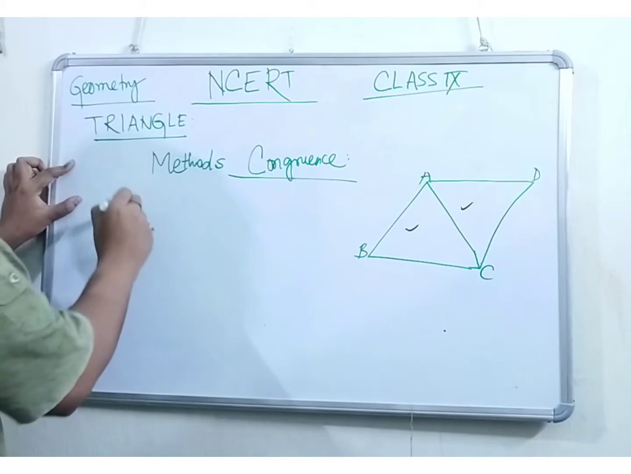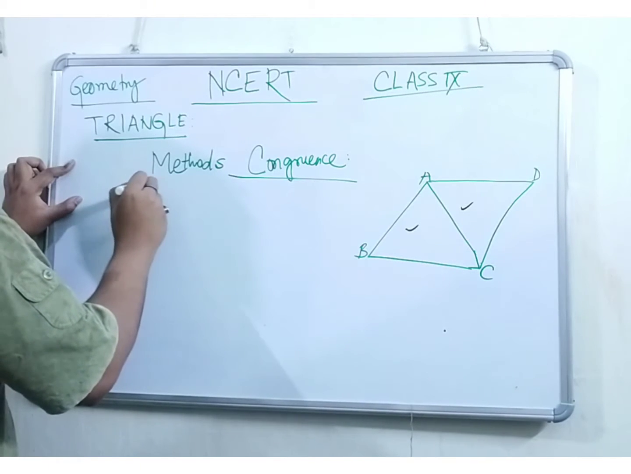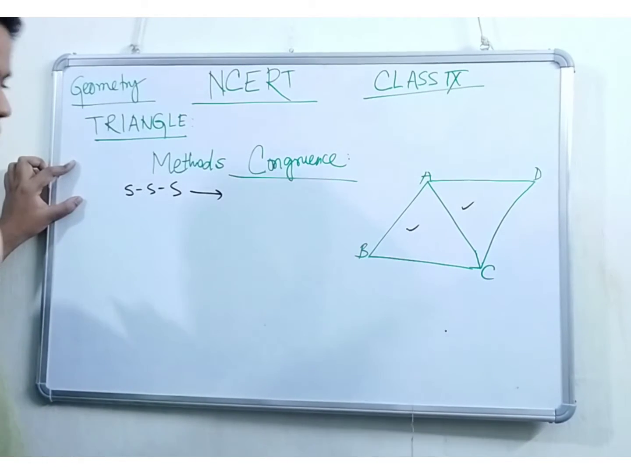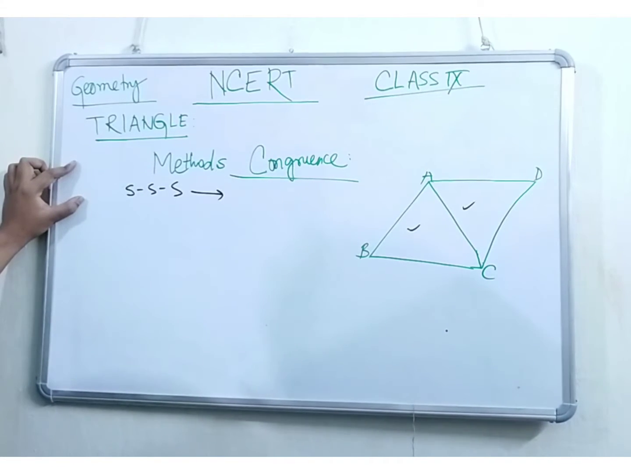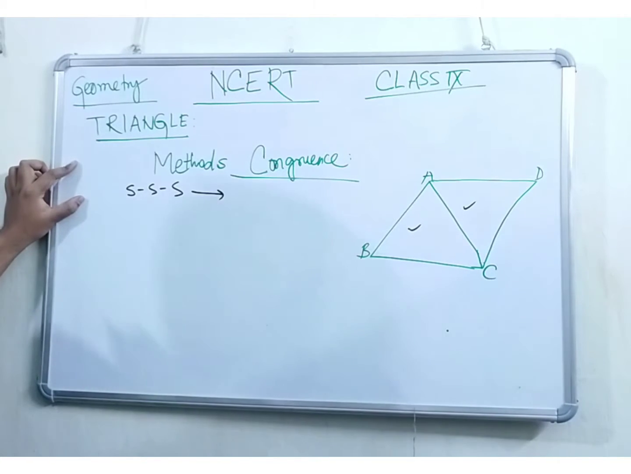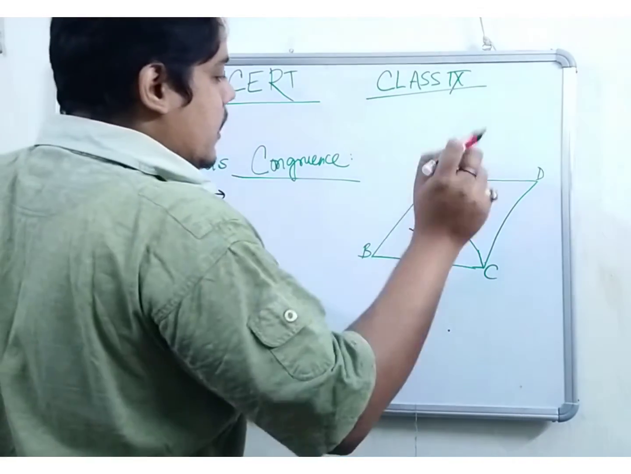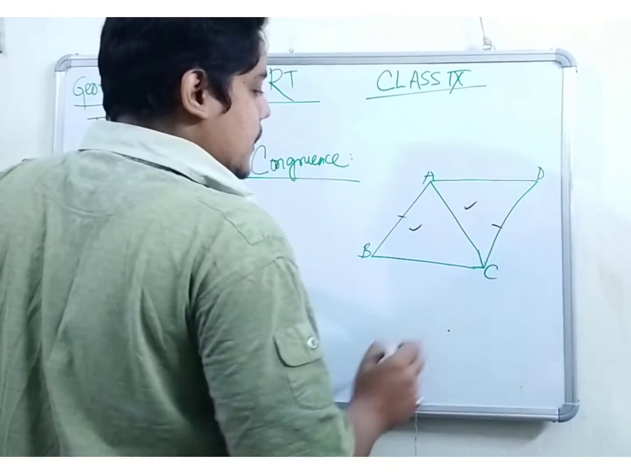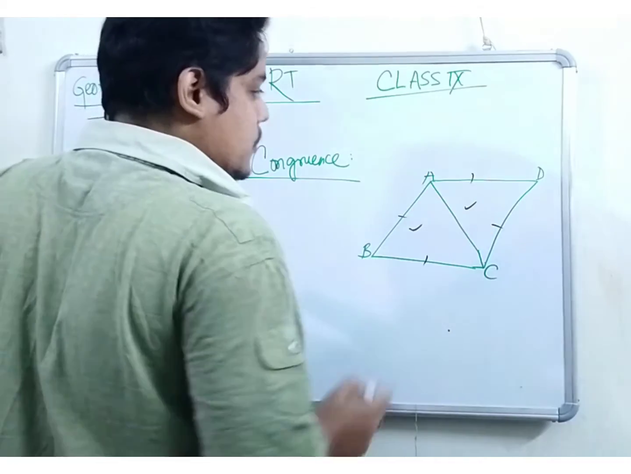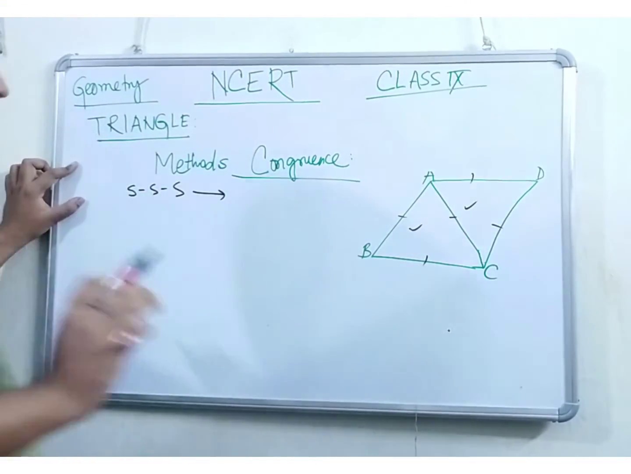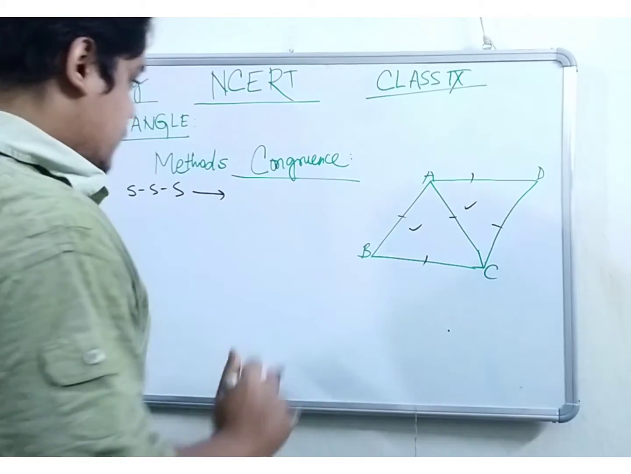The first one is side, side, side. What does it say? All three sides of the two triangles will be equal. If that happens, then those two triangles are congruent. So for example, if these two sides become equal, and these two sides, and these two sides become equal, and similarly the three sides become equal, these two triangles will be congruent.